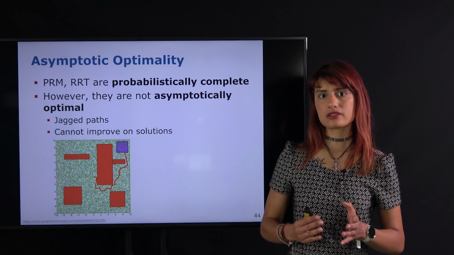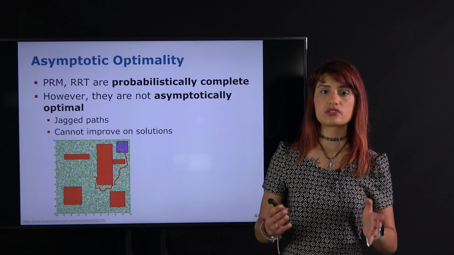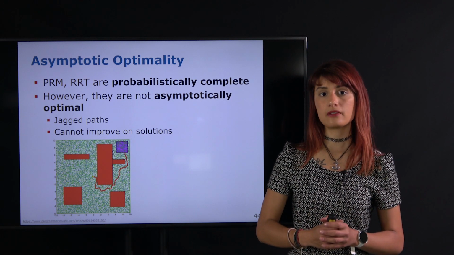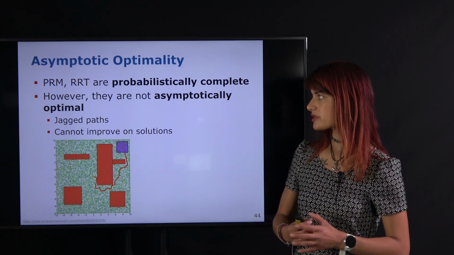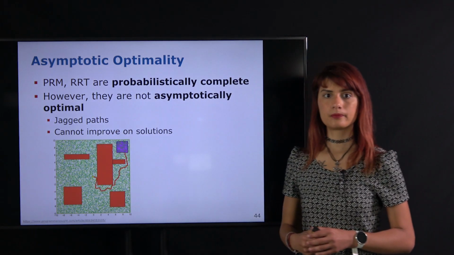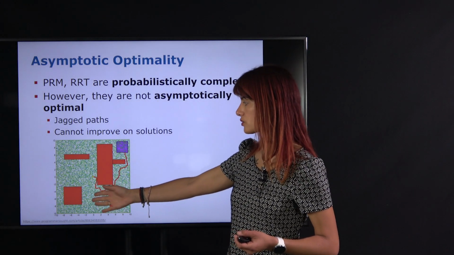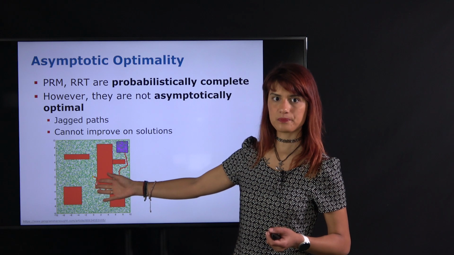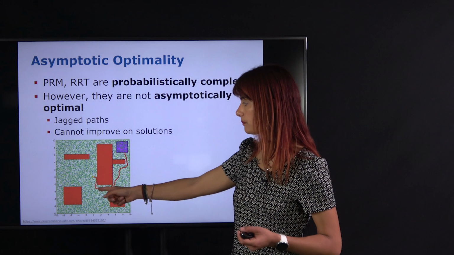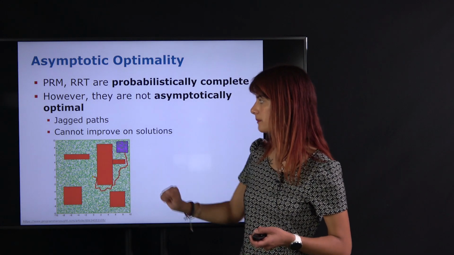However, these methods are not asymptotically optimal, so the longer they run, there is no guarantee that we'll find the shortest possible path. In fact, they're often very suboptimal because the paths produced, as we have seen, are rather jagged. For example, consider the RRT finding a solution in this environment with obstacles. We can see that the path goes around it, with a large clearance around the obstacles.